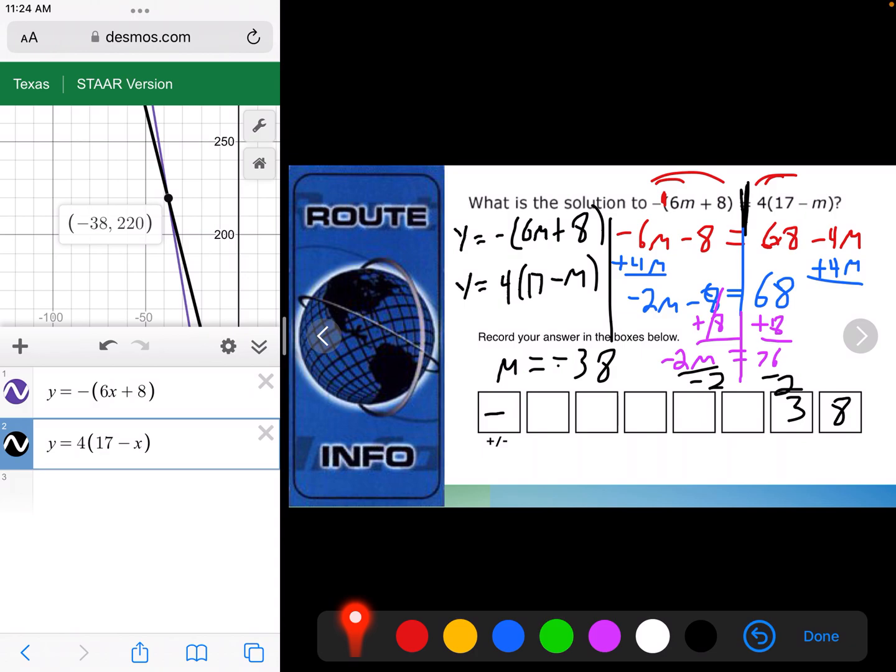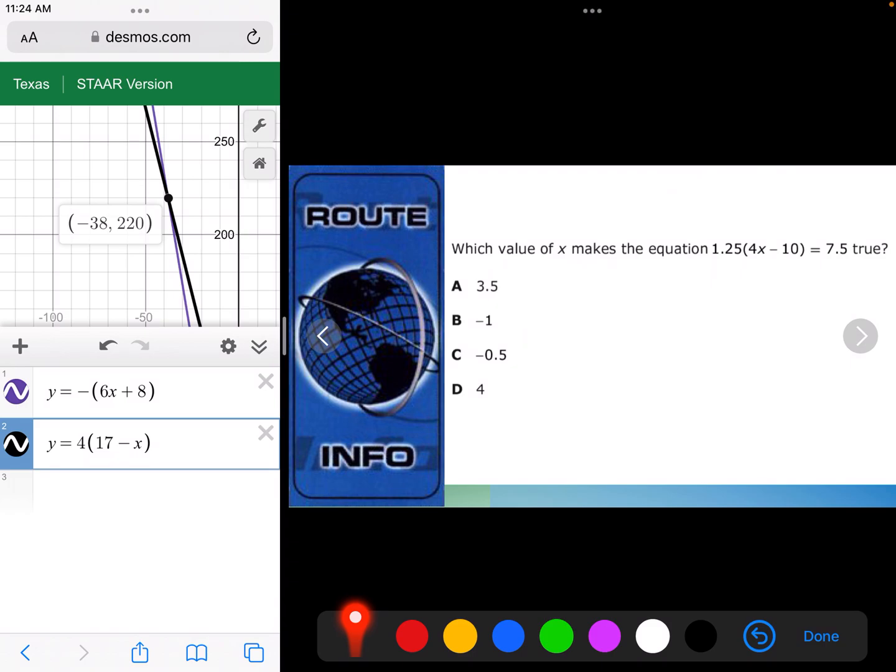Now, the question is, which one of these is our number? Well, based on our answer over here, we know it's negative 38. My original letter was m, and when I graphed it, I changed it to x, so it's the x value. So that's another way to do it, so you don't have to work so hard, and you can get those questions a little bit easier if you struggle. All right, let's keep moving here.